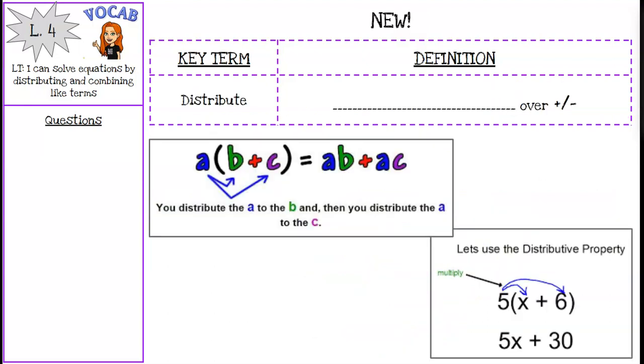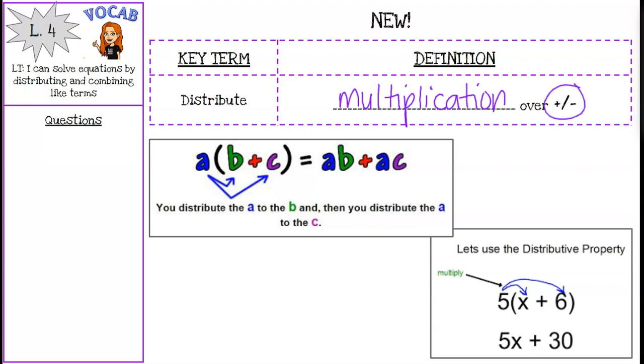New vocab. Distribute is multiplication. Whenever you see the word distribute, I want you to think multiply. So when you see the word distribute, what do you think? That's right, you should think multiply. Multiplication over addition and subtraction.